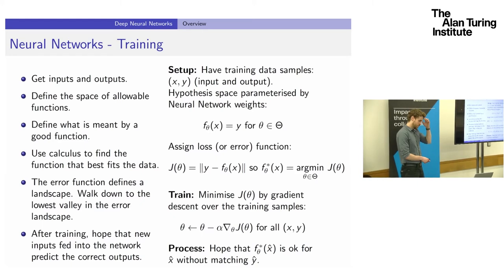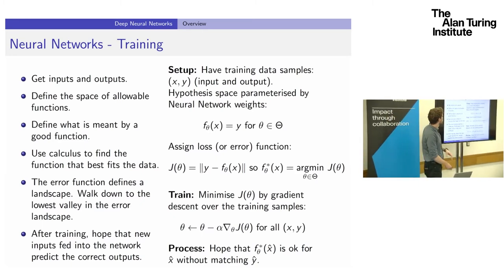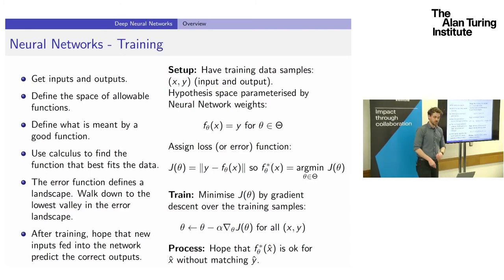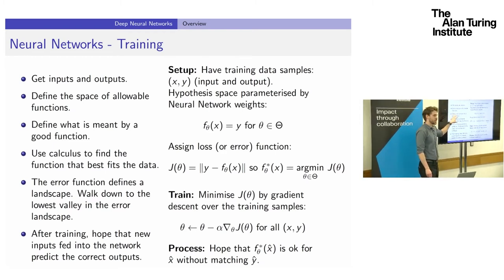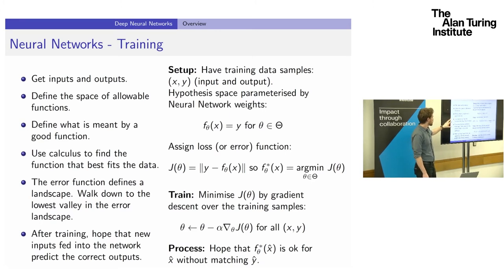I've got two styles of explanation here. If you like math, this is what's happening, and if you don't, that's here. I wasn't quite clear who my audience was going to be. So the idea is that we've got some inputs and outputs, and there's a space of allowable functions, which is adjustable, and we define what's meant by a good function in terms of some error functional, a loss function. These have various names. This defines a landscape, and you try to walk the error down to the lowest valley you can find.